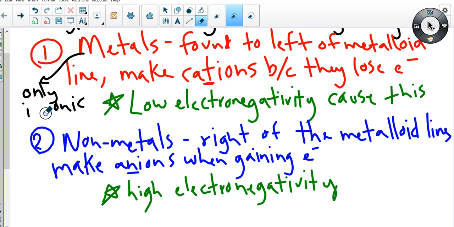Both kinds of covalent. All right, so now that we have that, we're going to go over the three types a little bit more. Ready? I see a lot of people writing, actually. Let me fix this. Ready?